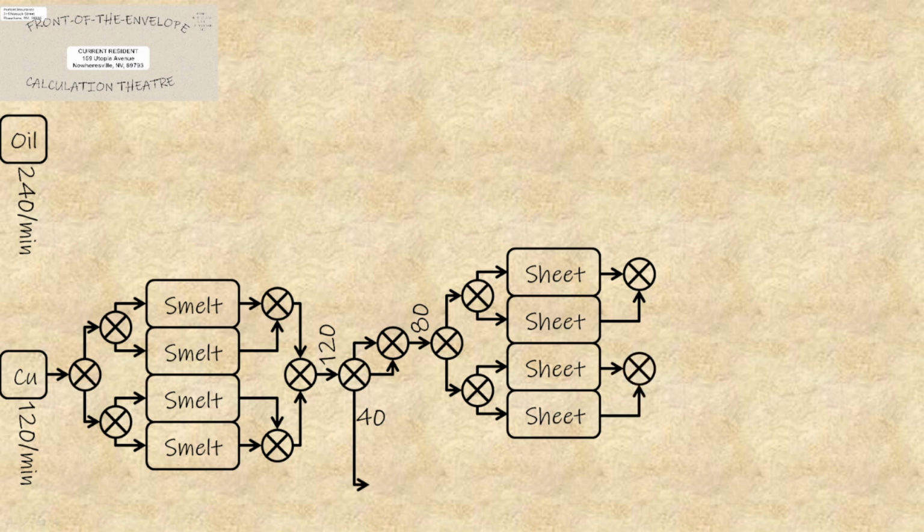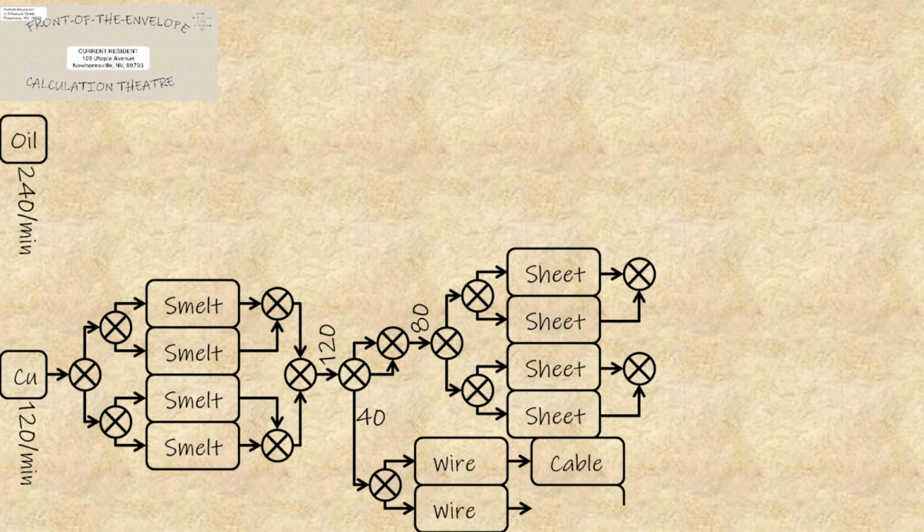Now, the other output of 40 ingots a minute is going to be split up two ways and used to make cable. You know how cable is. You got to make wire first. And I'll keep those separate for now.